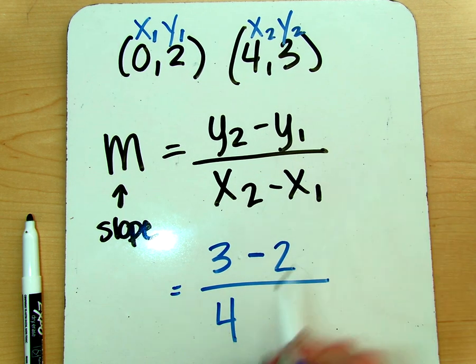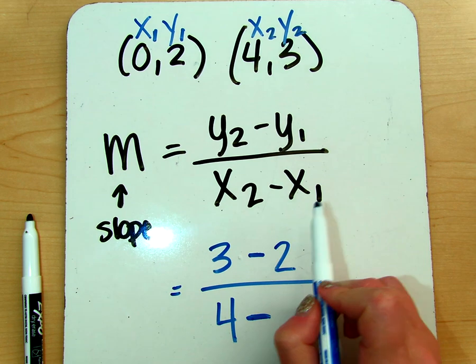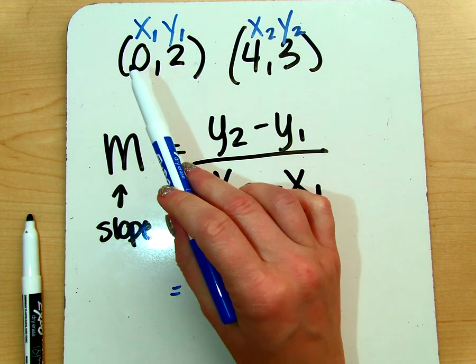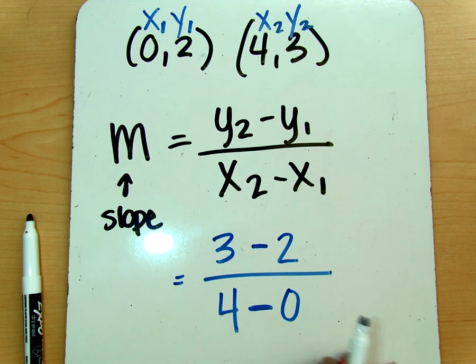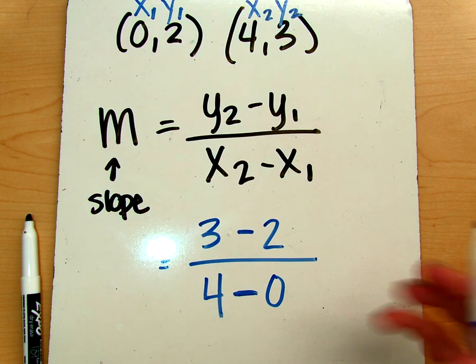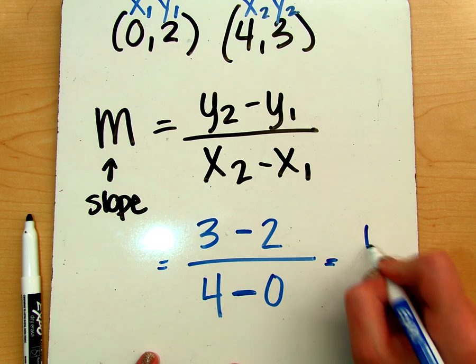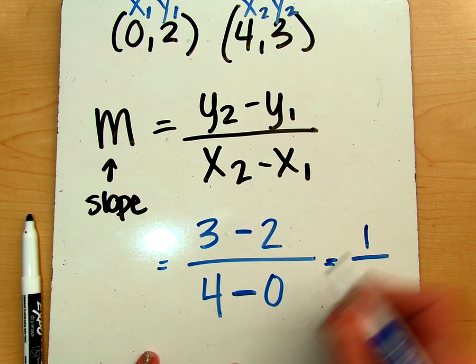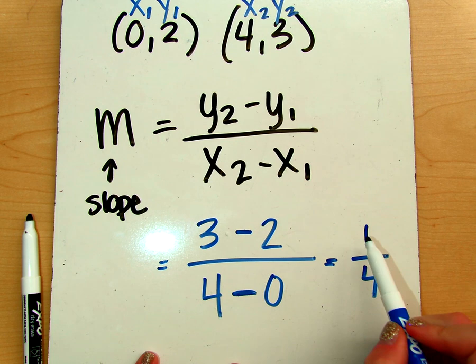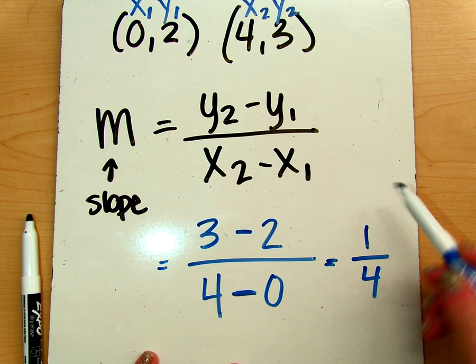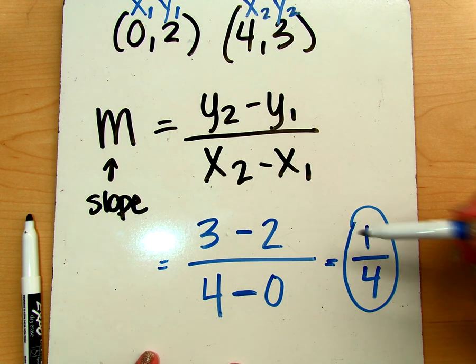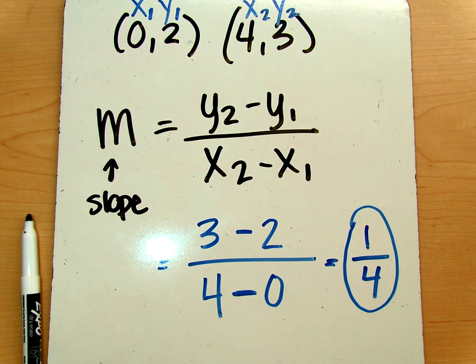Our minus always in between, and then our x1 in this case is a 0. All you're doing is plugging in the values. And then you're going to simplify the top first. 3 minus 2 is 1. 4 minus 0 is 4. We are left with 1/4, which is what we want, because this is going to be your slope of the line. So instead of counting this time, we're just plugging it into the formula.